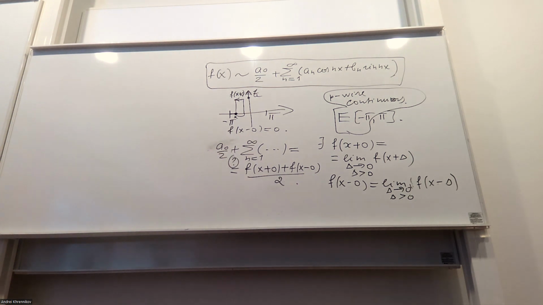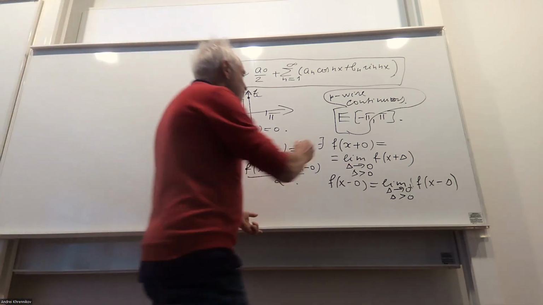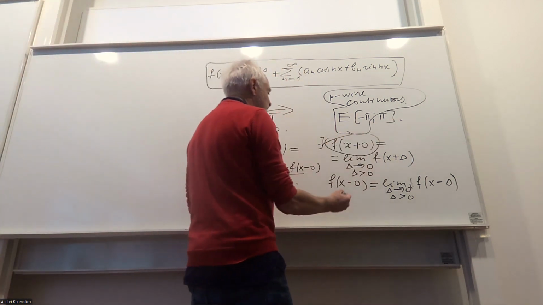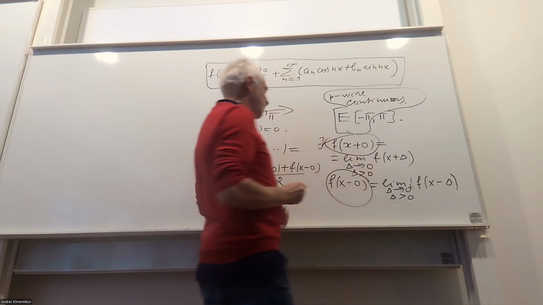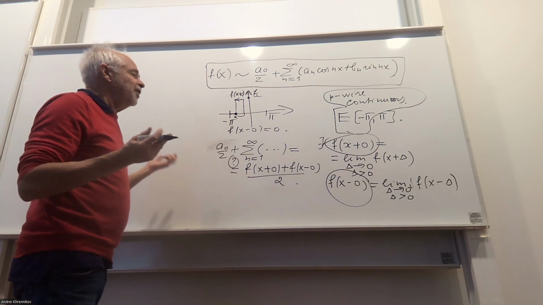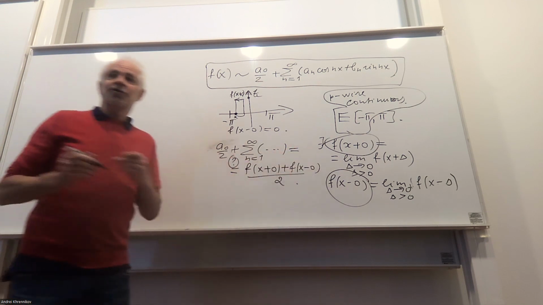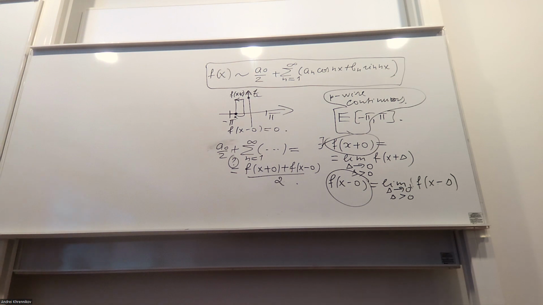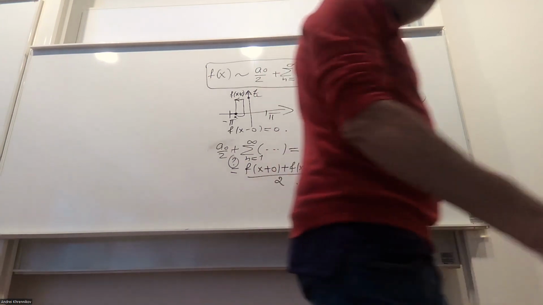If the function is continuous, it converges to f(x). If the function is continuous, this is precisely f(x). So we wanted to make such a combination from the right-hand side limit and the left-hand side limit, such that when the function is continuous, we will get f(x). So this is this expression. This expression gives us f(x) in the case of a continuous function.